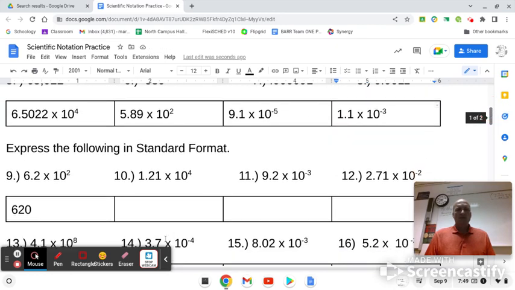All right, now these next few, we go the other way. So you can see here, the exponent will tell me how many times and which way to move the decimal. So here the decimal is at 6.2. Look at the exponent, times 10 to the 2. It's going to be 1, 2 to the right, so they wrote that as 620.